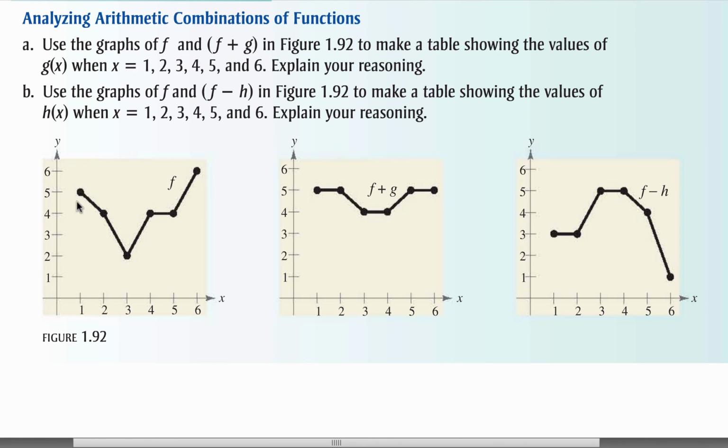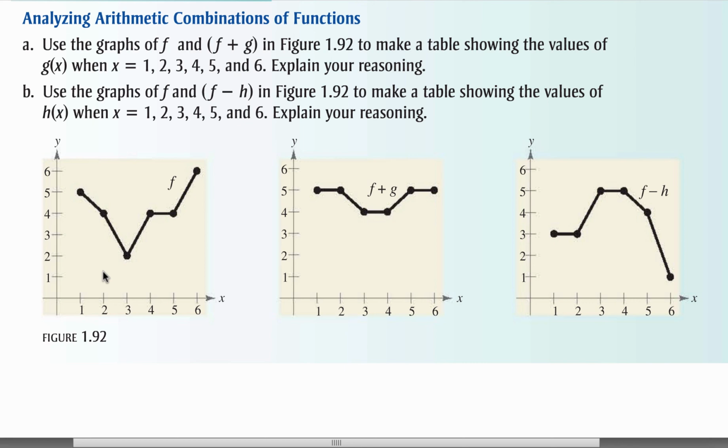Well, let's look at this ordered pair right here. This was at 1, 5. 1, 5 after you have f plus g is still 1, 5, which means that g of x had to be at 1, 0, because 0 plus 5 is still 5. This value is 2, 4, which after addition jumps up to 2, 5. What plus 4 is 5? Well, 1. Which means g of x at 2 was at the ordered pair 2, 1. And you keep following this reasoning.